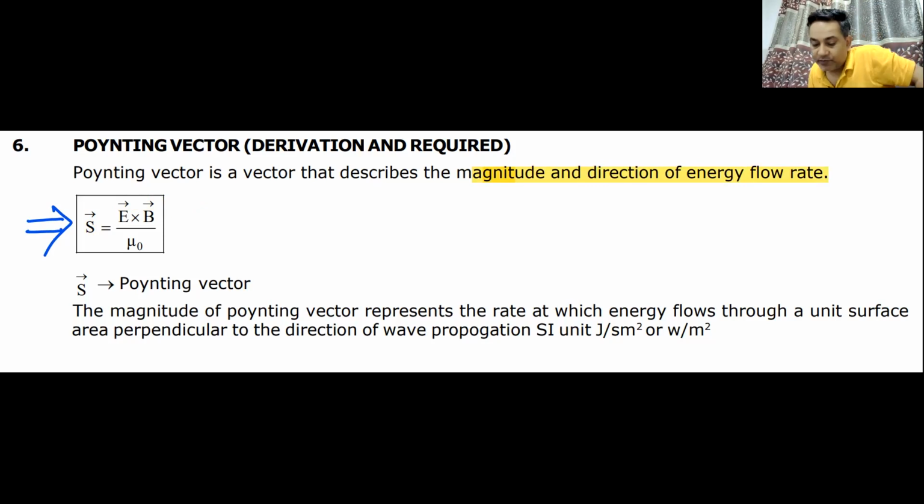So it is E cross B divided by mu naught. You will have to remember this formula. This is the magnitude of the pointing vector, and it represents the rate at which energy flows through a unit surface. I'll give you a minute to note it down.